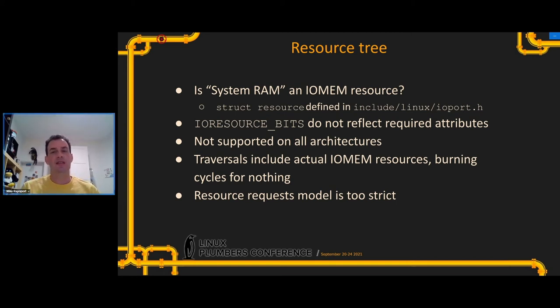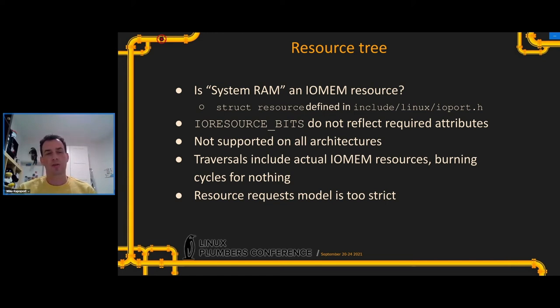The bits, the flags in struct resource, do not really correspond to what physical memory needs. They are more of what I/O and memory mapped I/O need. The struct resource is not supported on all architectures, in the sense that not all architectures register a system RAM resource, because they don't have kexec support, so they never have the need for a system RAM resource.